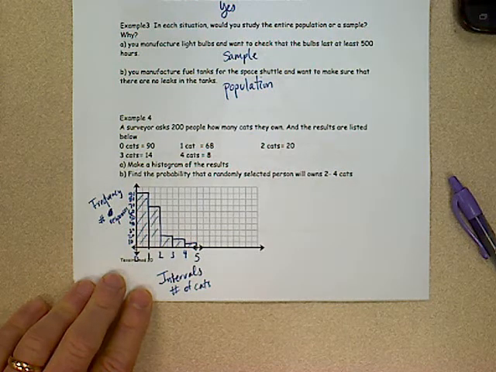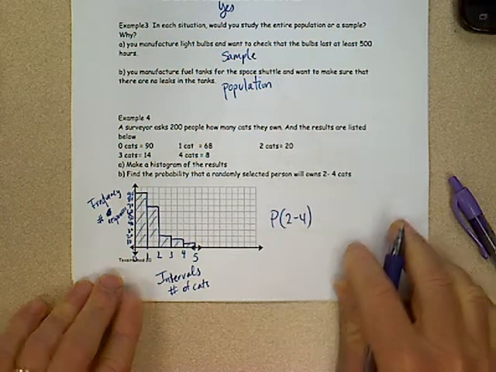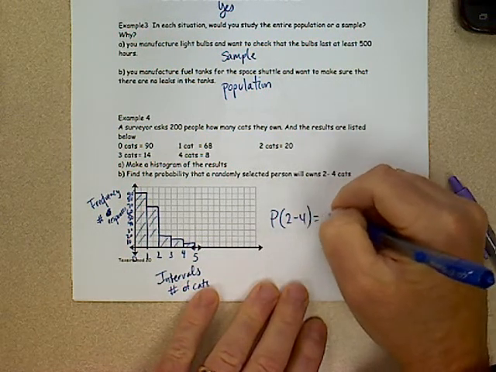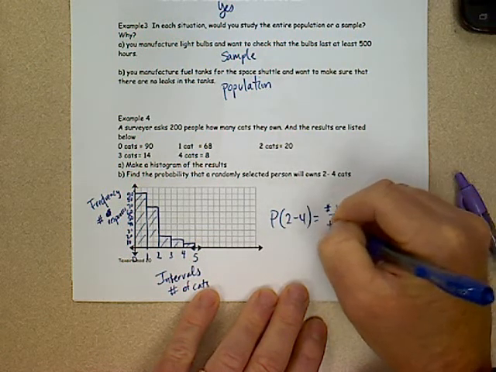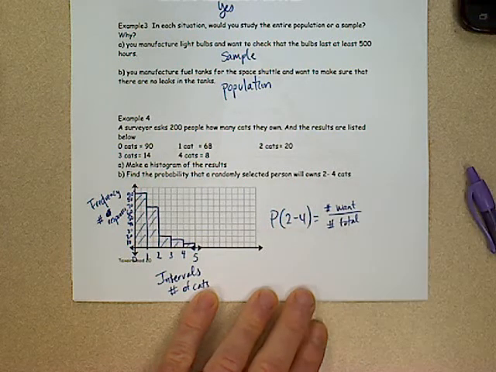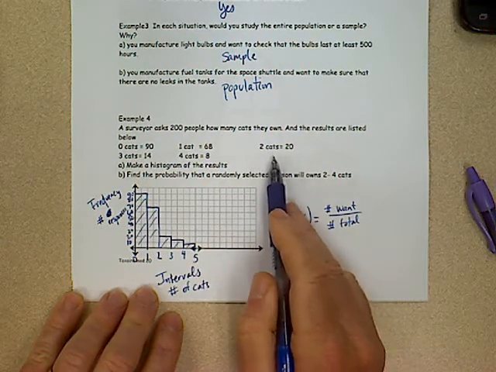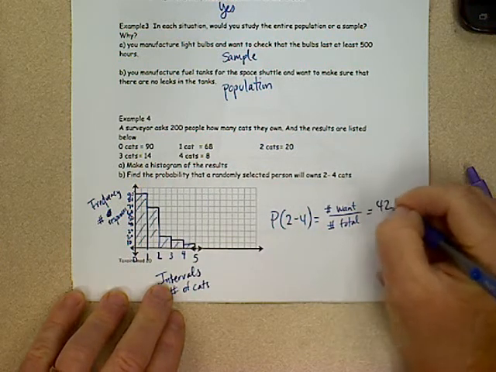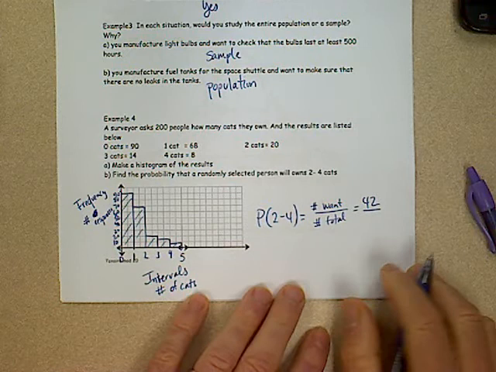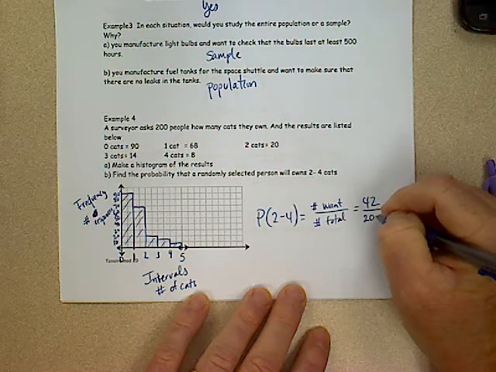Now it says for part B, find the probability that a randomly selected person owns from 2 to 4 cats. Well, going back to your probability days, remember probability is the number of desired outcomes, number of things you want to have happen, over the number of total outcomes. So 2 to 4 cats would be having 2 cats, 3 cats, and 4 cats. That's a total of 42. So 42 people have 2, 3, or 4 cats out of 200 total people surveyed.